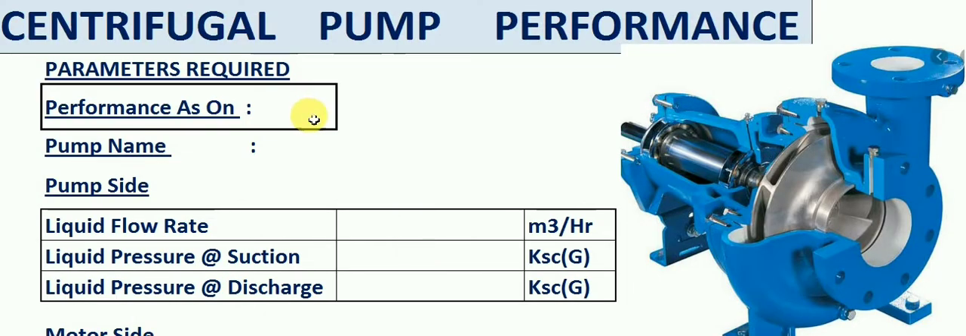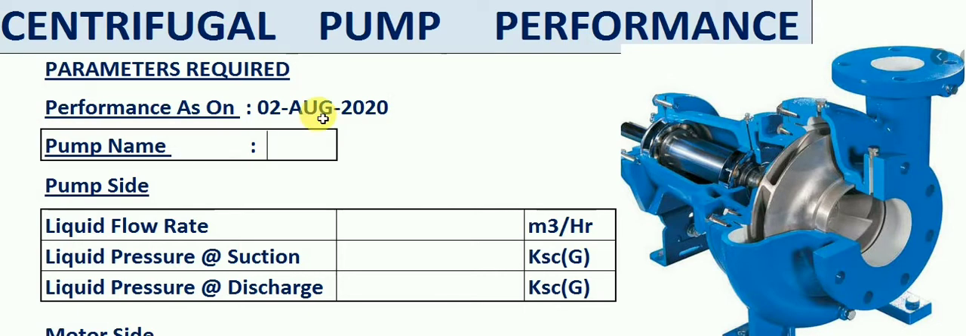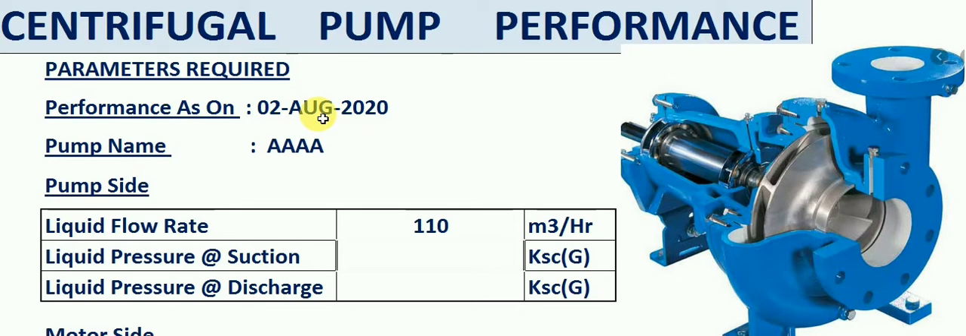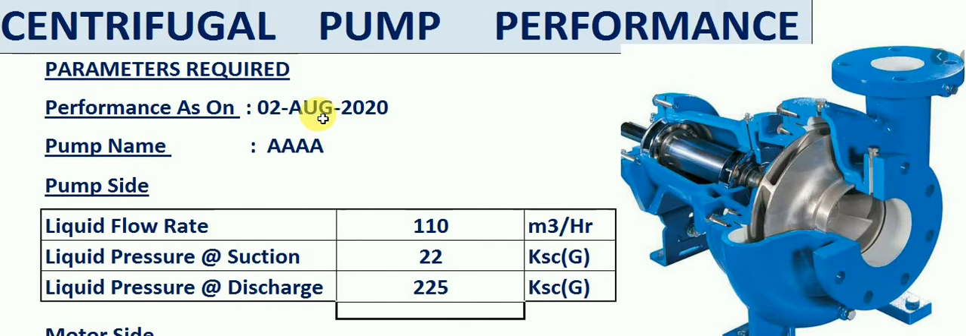When we are calculating this, we can mention the performance date for our next findings. Name of the pump: it is handling some liquid, you can mention which pump it is for your future reference. Discharge flow rate: right now we are taking 110 meter cube per hour. Suction pressure is 22 kilogram per centimeter square gauge pressure. Discharge is 225 kilogram per centimeter square gauge pressure.